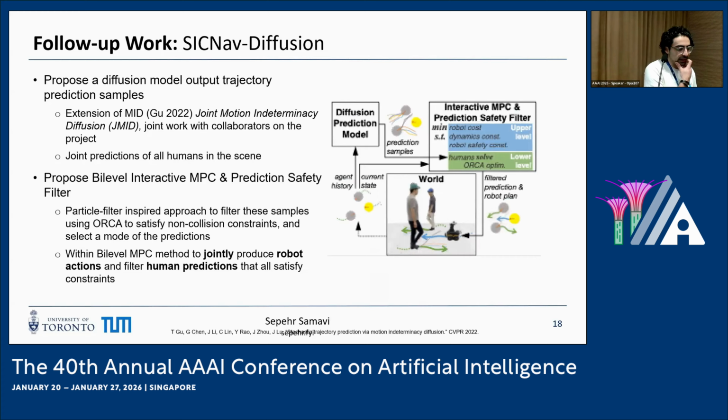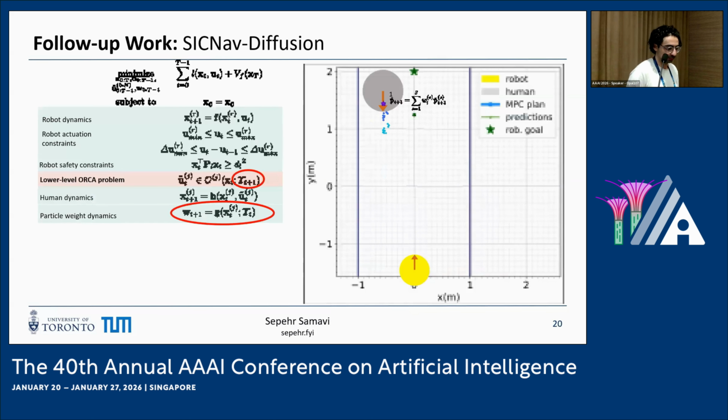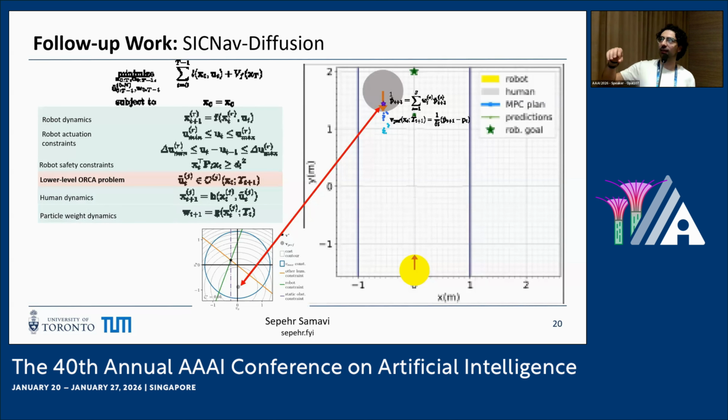So what this method does is that we use this particle filter inspired approach. We take samples from the diffusion model. Running inference is actually pretty fast with this diffusion model. It takes about 0.05 seconds. We then use those. For the first time step, we just take an average.